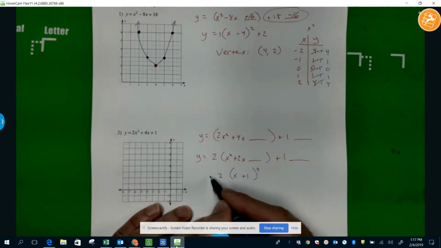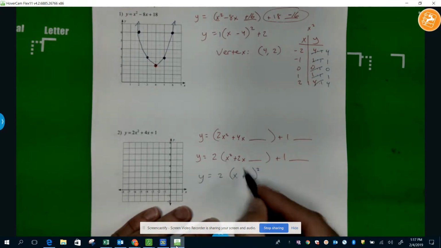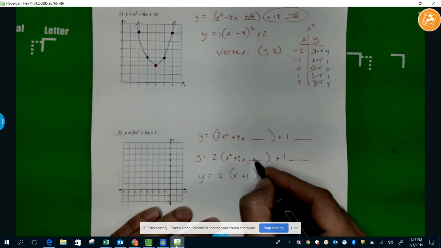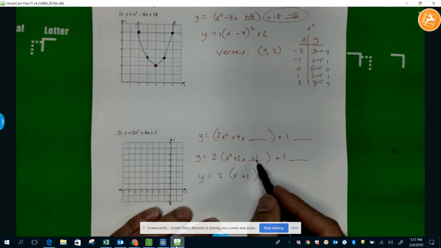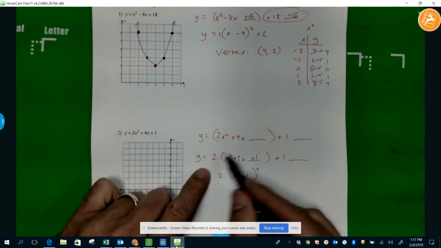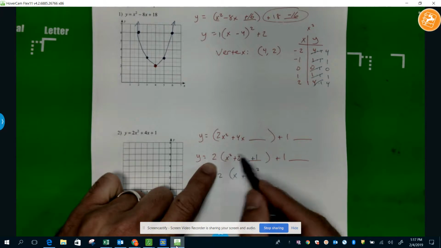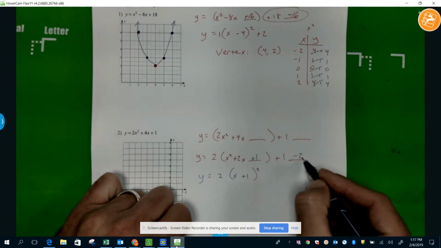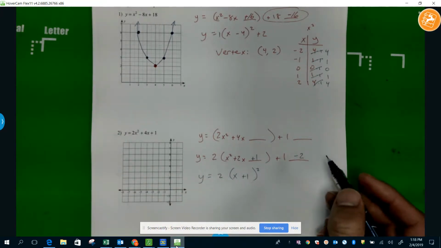Don't forget the GCF here as well. Half the 2 is a 1, but then you have to square that. 1 times 1 is 1. But that's not what goes over here. We have to distribute now. 1 times 2 is 2. So the opposite of that goes in the other parenthesis, negative 2.